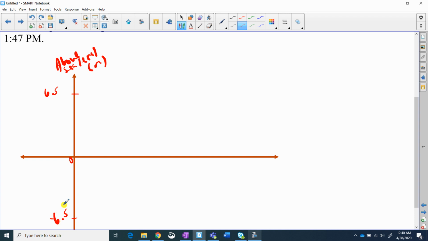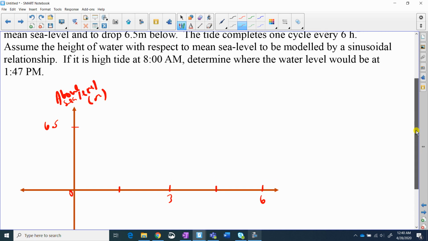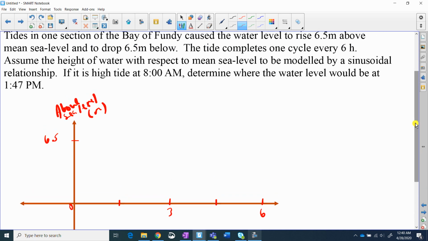Now, this scale is a little bit trickier in this one. It told me it makes a pattern every 6 hours. Well, I'm going to say that's 6 hours. I'm going to cut that in half, say that's 3 hours. That'd be 1.5, that'd be 4.5. Now, all it said is that 8 a.m. is high tide. Well, here's what I'm going to do. I'm going to start my graph at high tide, and I'm going to say that 0 on my time scale is the same thing as 8 a.m.